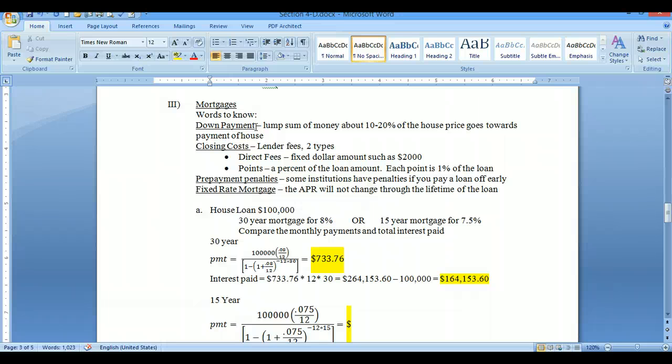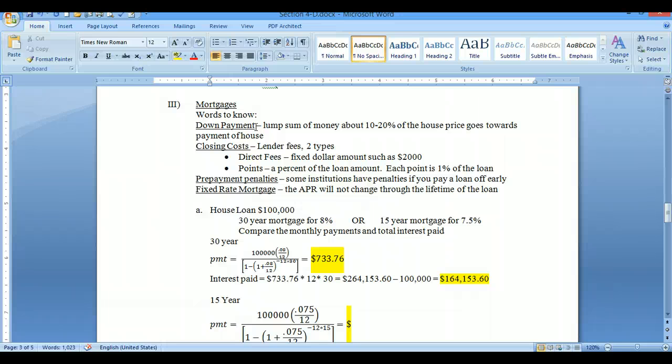This is a percent of the loan. Each point is worth 1% of the loan. So if it was a $2,000 loan, now I know it's a mortgage, so we're just going to say 2,000. You take 0.01 times the 2,000, and that's how you find how much you pay for closing costs when you have points.